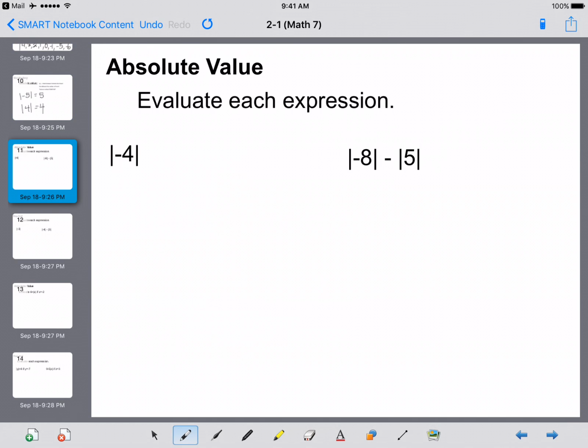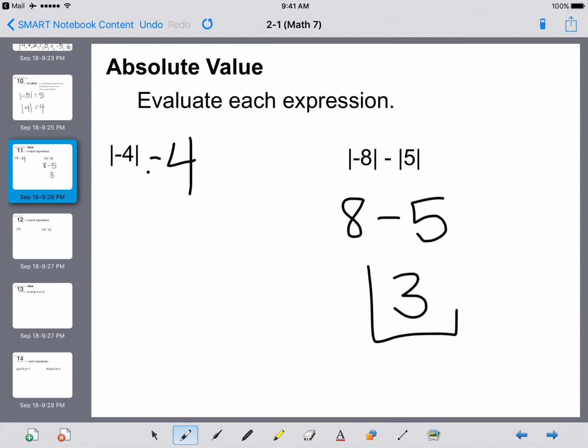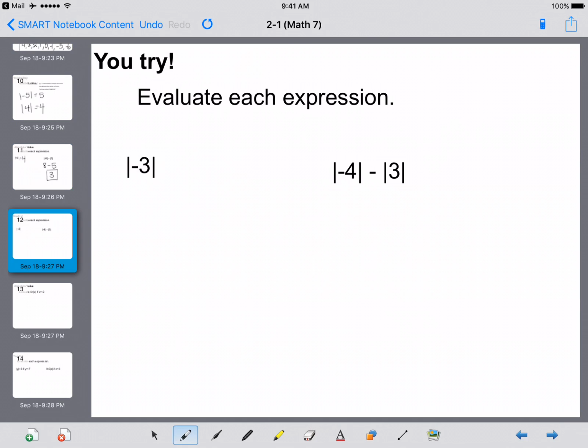So here, evaluate each expression. The absolute value of -4 is 4. Here, we've got to simplify first. So the absolute value of -8 is 8, minus the absolute value of 5 is just 5. 8 minus 5 is 3. So you pause and try here and check in with what I got.